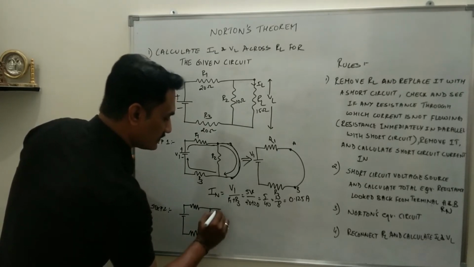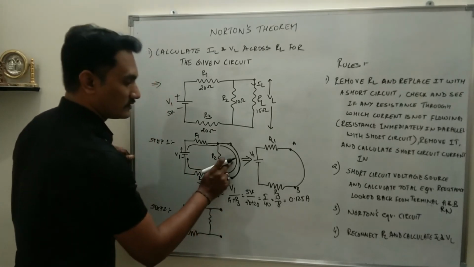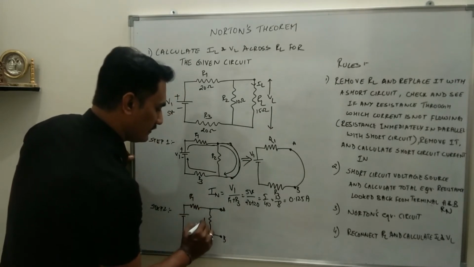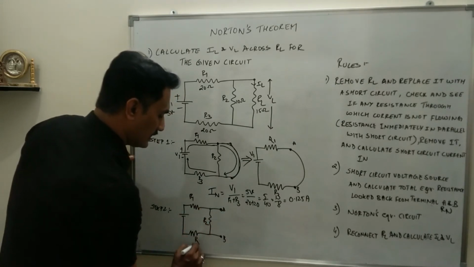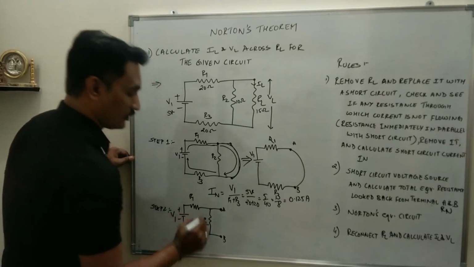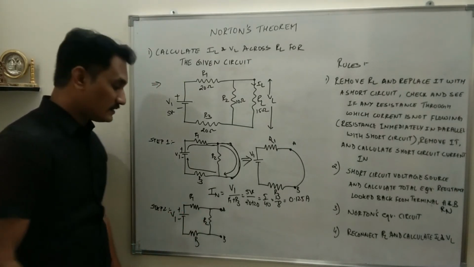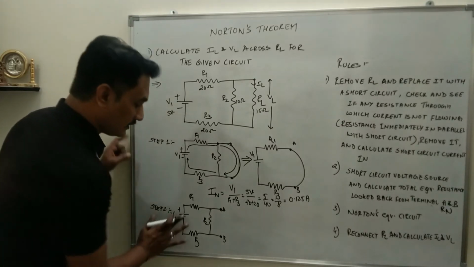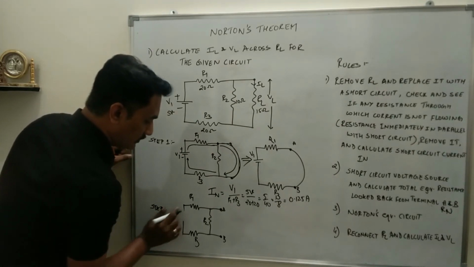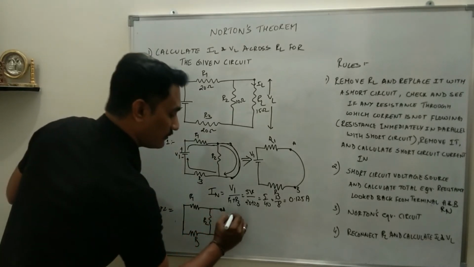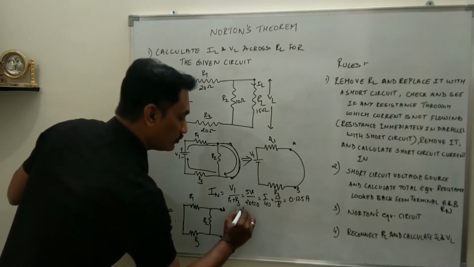Now we keep this terminal open. The short circuit has to be removed. So this is the terminal. This is R1, R2, R3, and this is V1, positive, negative. And when you have to calculate total equivalent resistance, voltage source has to be short circuited. So what you have to do is short circuit the voltage source. Start from terminal A and go to terminal B.